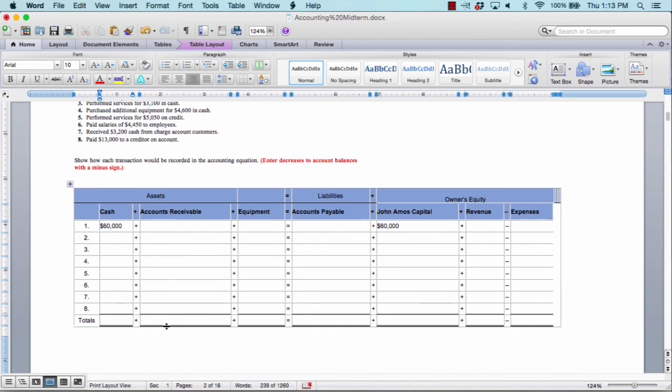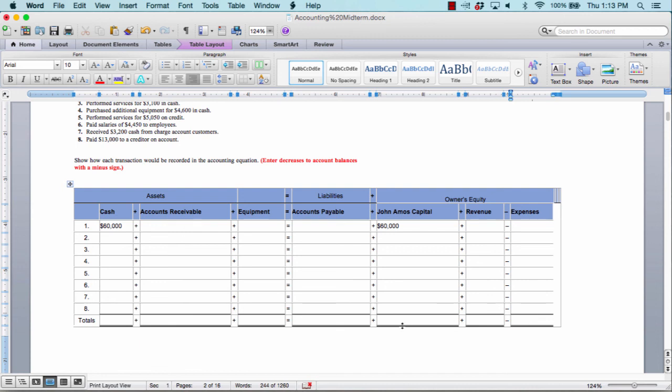Okay? And you do the same thing for each one here, for accounts receivables, for equipment, for accounts payable, for capital, revenue, and expenses. Okay? And that's going to be it.